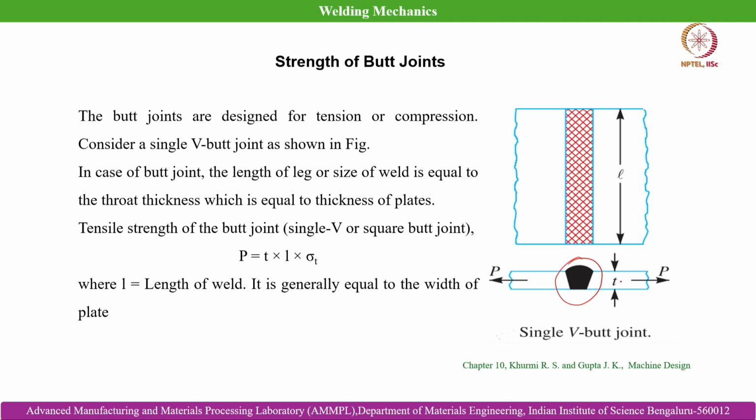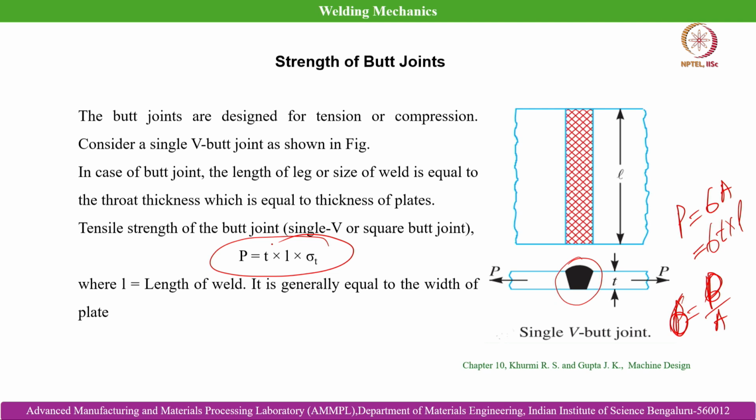Then the tensile stress acting over the butt joint, as we know, sigma is equal to P by A. So that is why we can calculate the strength of the joint: P is equal to sigma A, and the area here, as we know, is the thickness of the weld into the length, so T cross L cross sigma, where sigma T is the tensile stress that is applied. So the tensile strength of the joint can be evaluated as T cross L cross sigma. L is the length of the weld, and it is generally equal to the width of the plate.